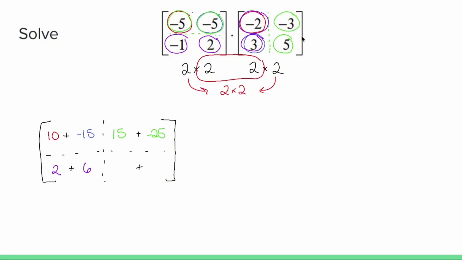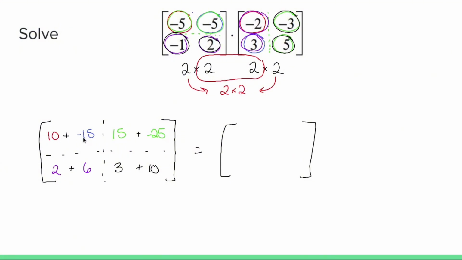Okay, let's wrap this up. Second row, second column: negative 1 in the first row times negative 3 in the second column is going to be positive 3. Negative 1 times negative 3 is positive 3. 2 times 5 is 10. Now we clean this up.